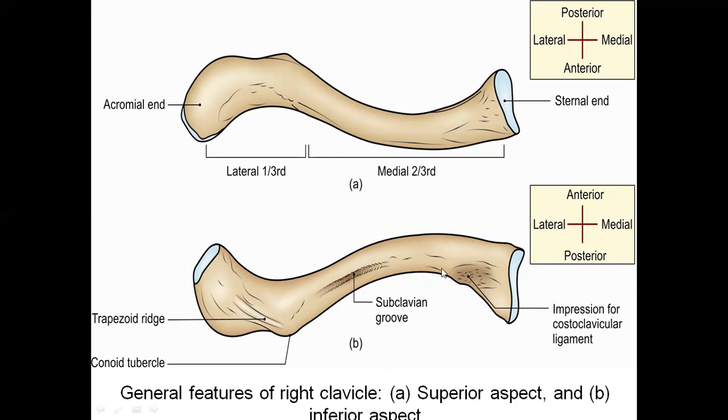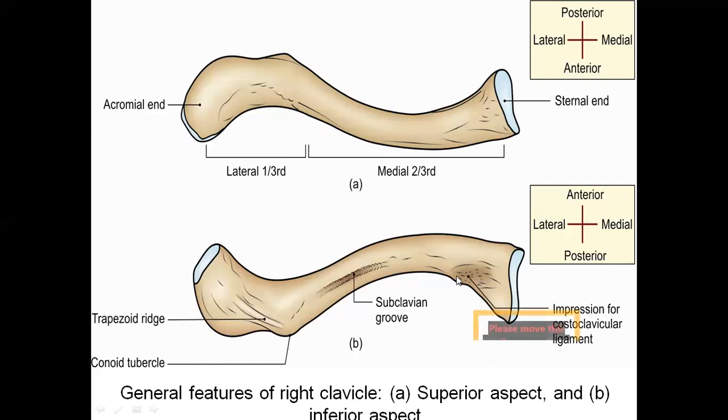So, the medial 2/3 and lateral 1/3. This is the superior aspect, and when we see from below, we have the inferior aspect of the bone. The medial 2/3 is convex anteriorly and concave posteriorly. The lateral 1/3 is concave anteriorly and convex posteriorly. The medial part is a little cylindrical or round, whereas the lateral 1/3 is flat. When you feel the bone, it is flat. When you see the bone from below, you call it the inferior aspect.